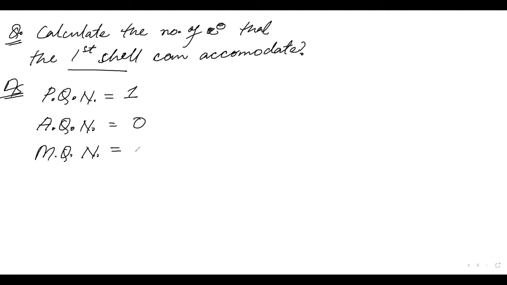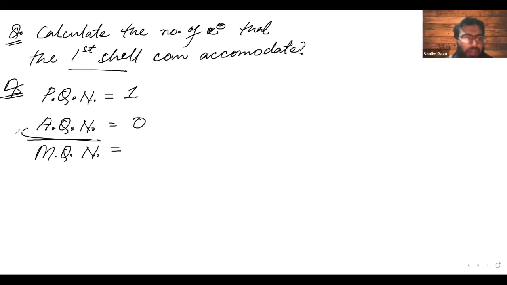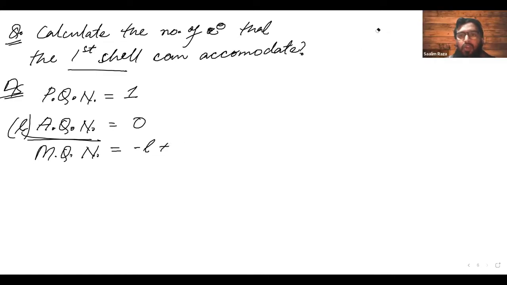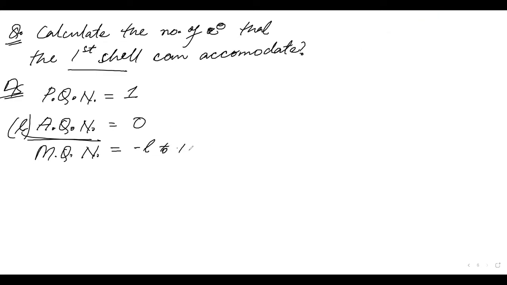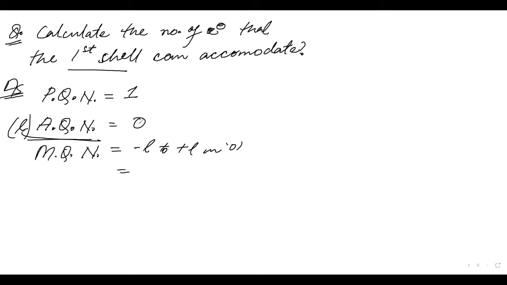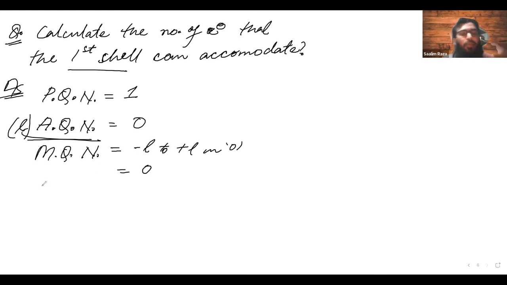It will be -1, 0, plus 1. How minus 1? The azimuthal quantum number is L. The magnetic quantum number is minus L to plus L, including 0. Here L is 0, so we don't have any negative numbers. So the magnetic quantum number is equal to 0.